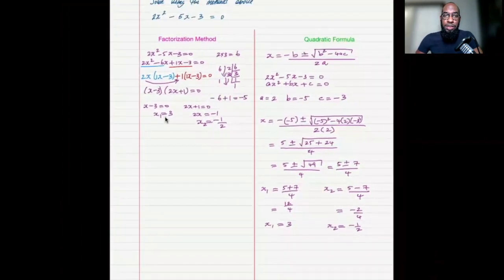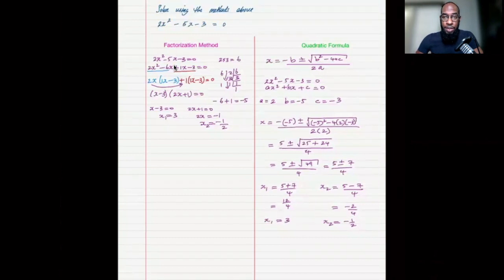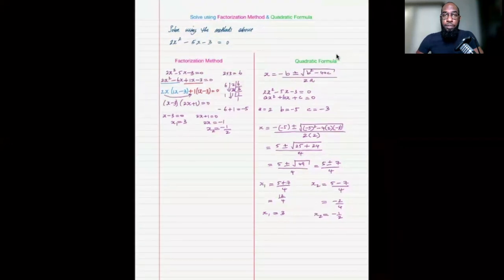There are some quadratic equations that cannot be factorized, so you are restricted from using the factorization method. You have to use the quadratic formula, right? When it can be factorized, if they ask you to solve a quadratic equation that can be factorized, whether you use the factorization method or the quadratic formula, you're supposed to get the same answer. So that's it for solving a quadratic equation using the factorization method and the quadratic formula.